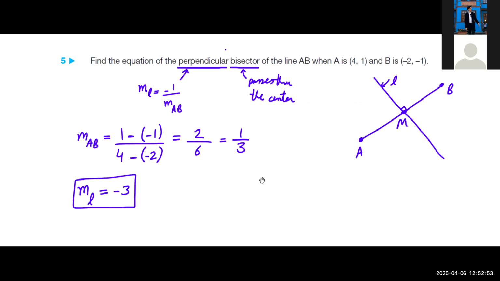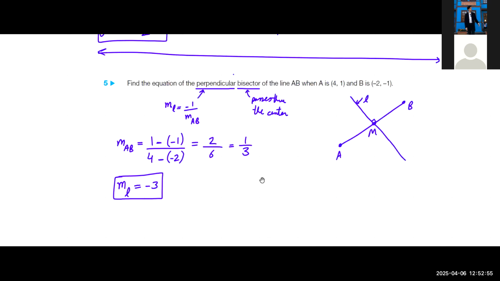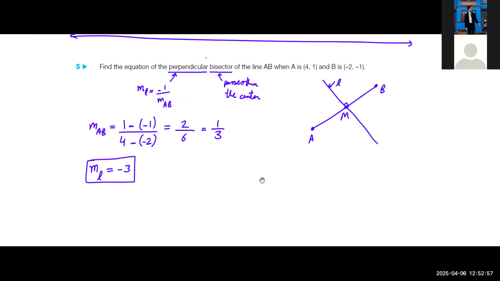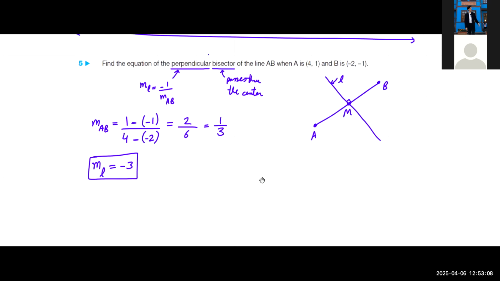Now, the thing is we cannot find the equation of a line if we only know the slope. We need a point on the line also. How do we find the point on the line? Well, it says that it's a bisector of AB, which means that it cuts AB exactly in half. So we need to find the midpoint of AB, okay? Because we know that our line passes through the midpoint of AB.